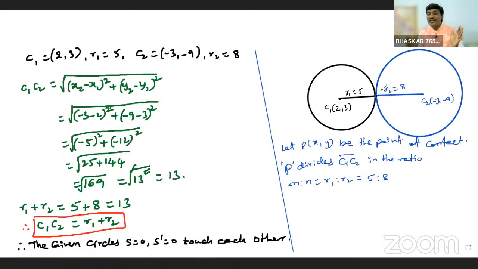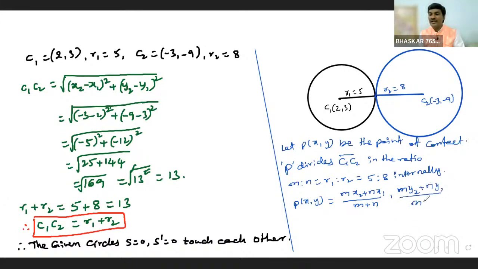The point P, is it in between C1, C2 or not? If it lies in between C1, C2, it is dividing internally. Okay, 5:8 ratio internally. If it divides internally, then P of x comma y is equal to the formula (mx2 plus nx1) divided by (m plus n), and (my2 plus ny1) divided by (m plus n).